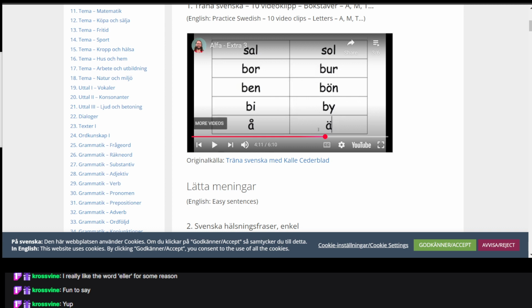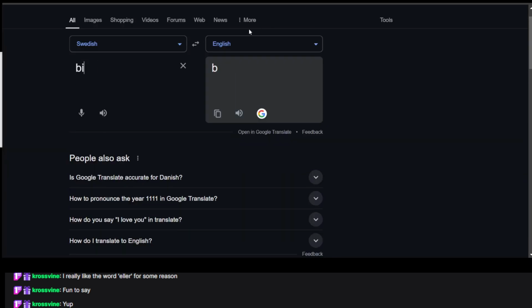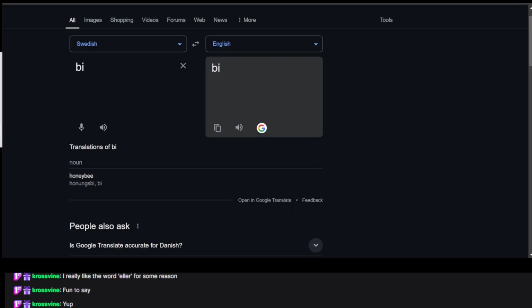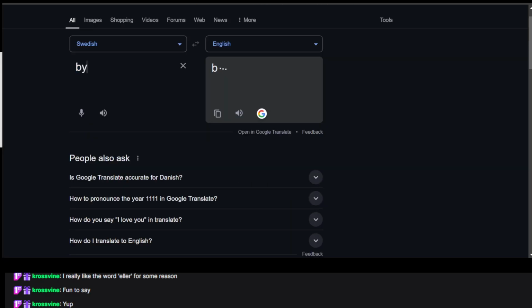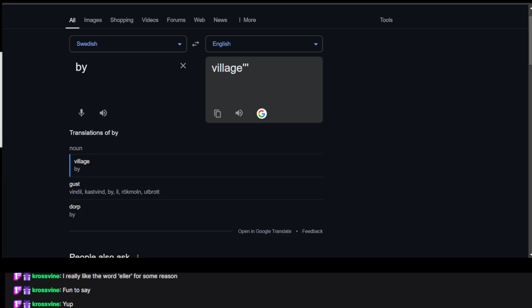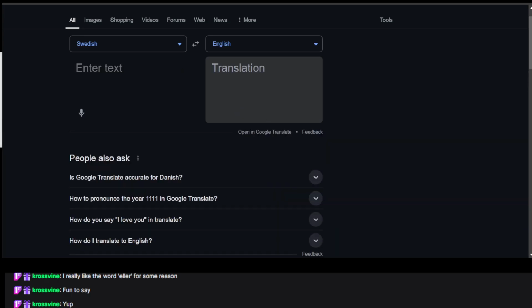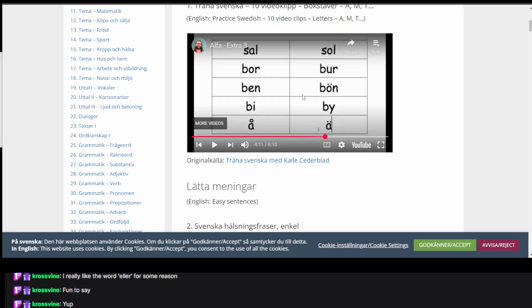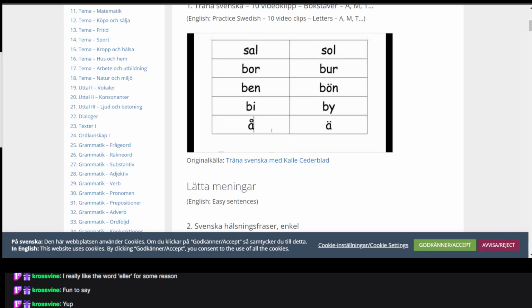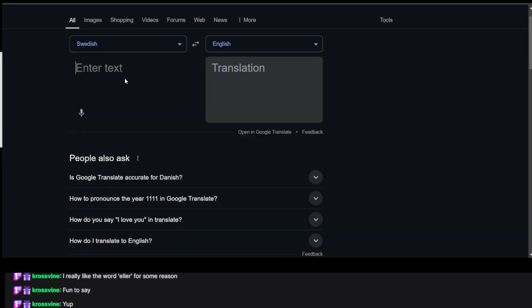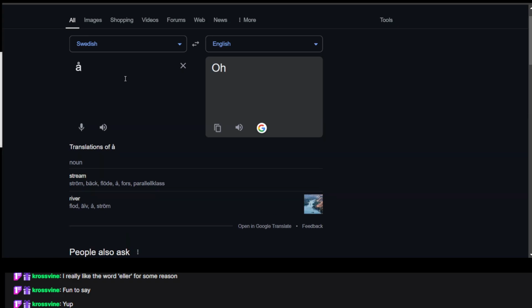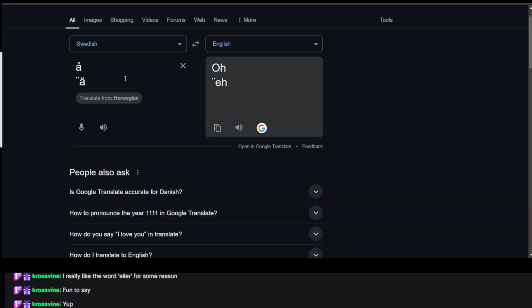Wait, I should look at what those are. Yeah, I should look what they could be. Okay. Village. That one. Is it one of these like islands or something? Oh, and wow.